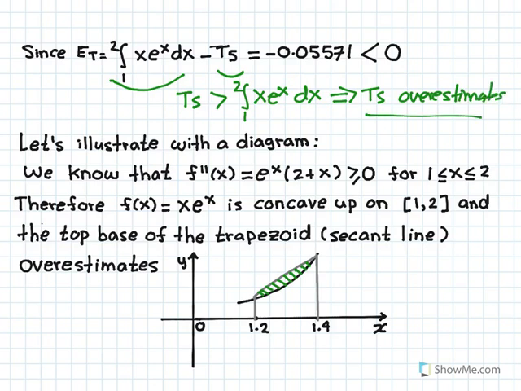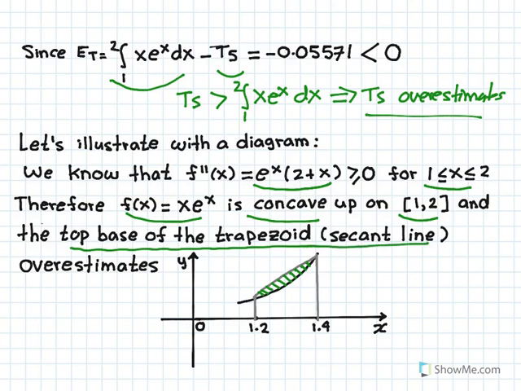Now let's illustrate geometrically with a diagram. We know that the second derivative, f double prime of x, is e to the x times (2 plus x). And for x between 1 and 2, the second derivative is clearly positive. So that means that the function x e to the x is concave up on the interval 1 to 2. And the top base of the trapezoid, the secant line, is going to overestimate. You can see it's trapping more area than it's supposed to. So for that reason, the trapezoidal rule will be overestimating.